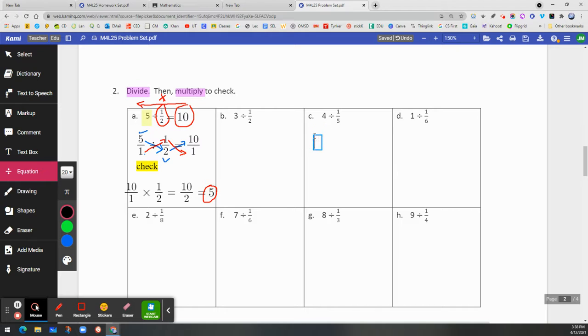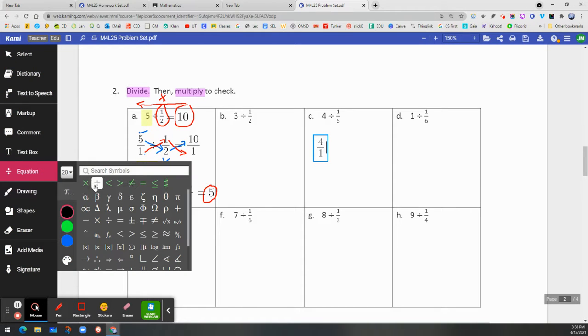So you're going to set up the problem. You're going to say 4, and we're going to remember, whole numbers have a 1 on the denominator, so we're going to do that right away. So it's going to be 4 over 1 divided by 1/5. So the 4 is going to be divided by 1/5.